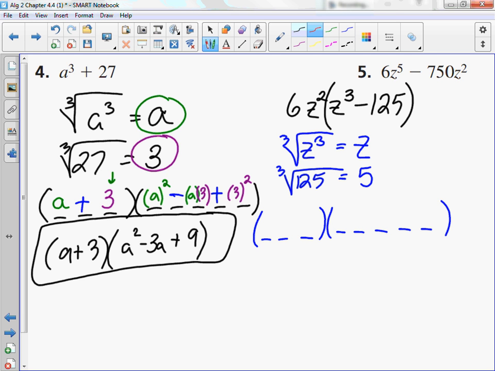Let's look at the signs. So the signs would be the same, opposite, always end on a positive note. So the same sign would be negative, because what's inside here is negative. The opposite would be always end on a positive note.